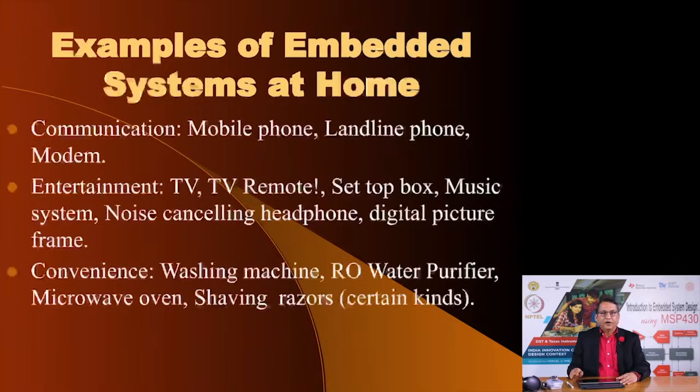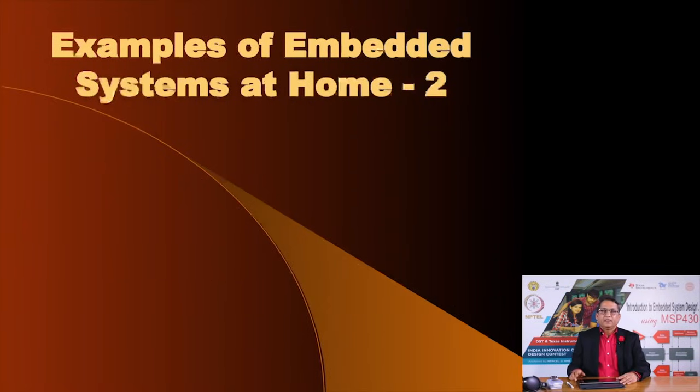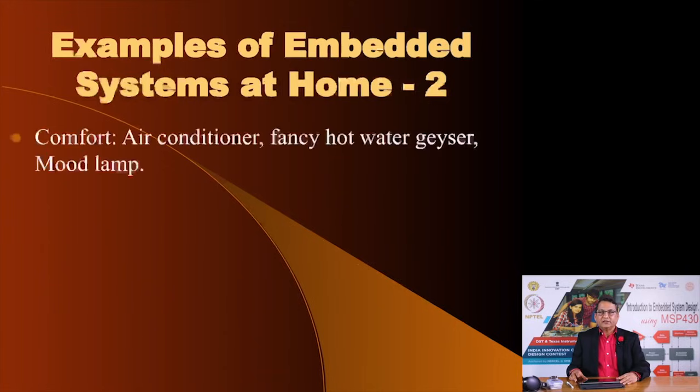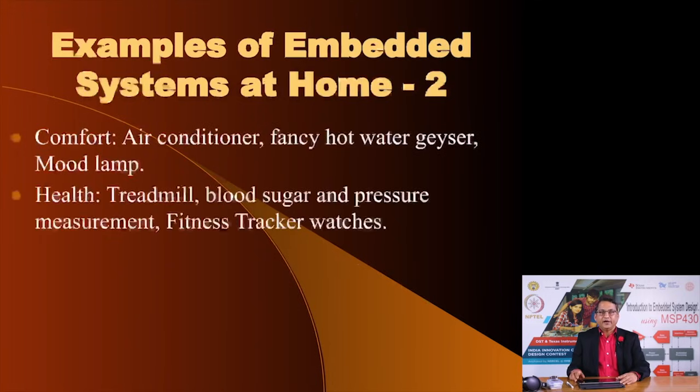Then for comfort, we have air conditioners. These days you get fancy water heaters, where the heater conveys the water temperature by changing the color. We have mood lamps. Then for health, we have treadmills, fitness tracker devices, blood pressure measurement, and blood sugar measurement. For utilities, we have electricity meters.